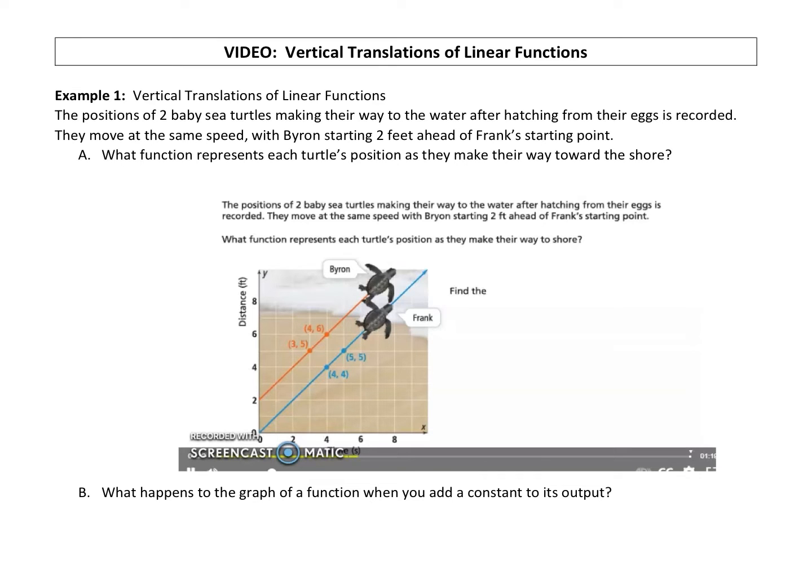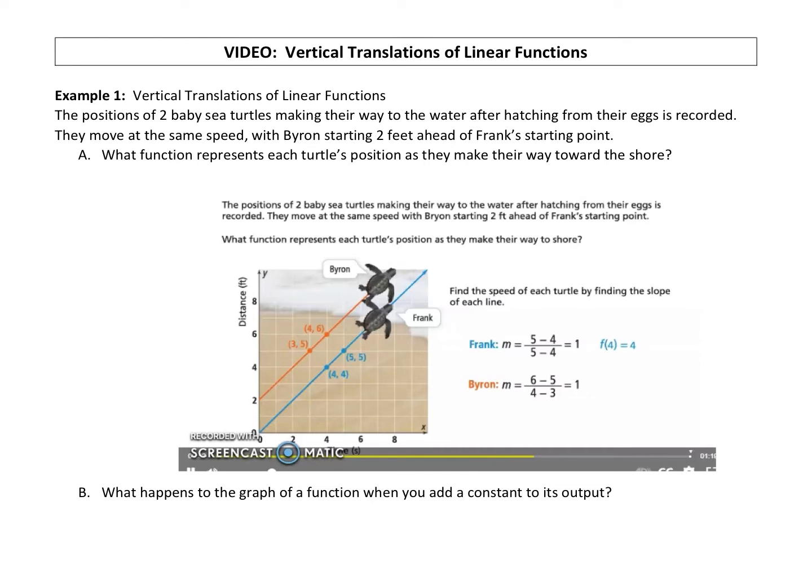You can find the speed of each turtle by finding the slope of each line. Frank's speed is the slope of Frank's line. Between 4 and 5 seconds, Frank traveled from the 4-foot mark to the 5-foot mark. Frank traveled 1 foot per second. Between 4 and 5 seconds, Byron traveled between the 6 and 7-foot mark. Byron's speed was also 1 foot per second.